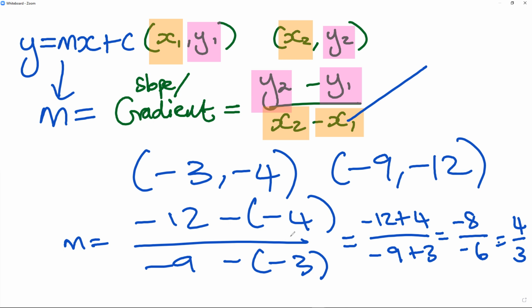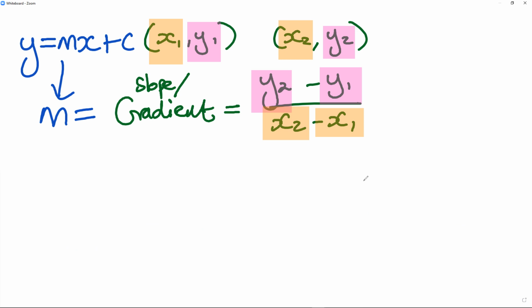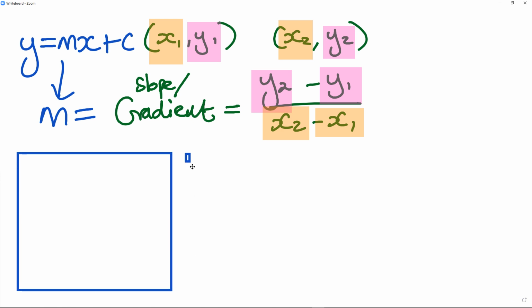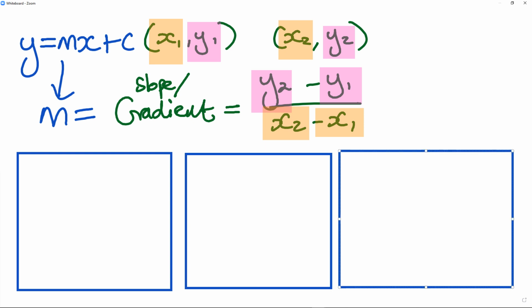Can you do this? If I give you two coordinates, can you do this? Yeah? Alright. I am going to give you a challenge. I'm going to put two coordinates in this block, two in this block, and two in this block, and you're going to get me three gradients as fast as you can using the substitution of it. Just type your answers in. This is going to be question A, this is going to be question B, and this is going to be question C.